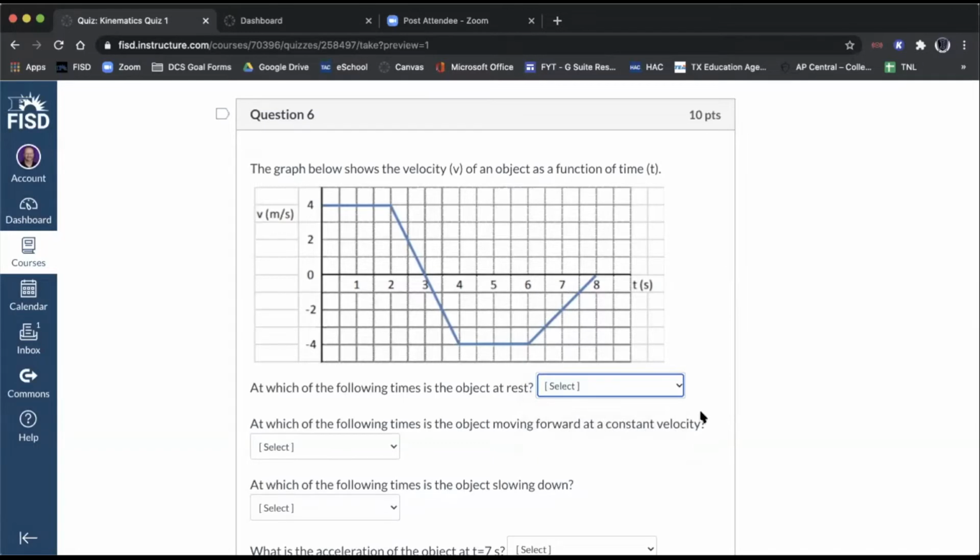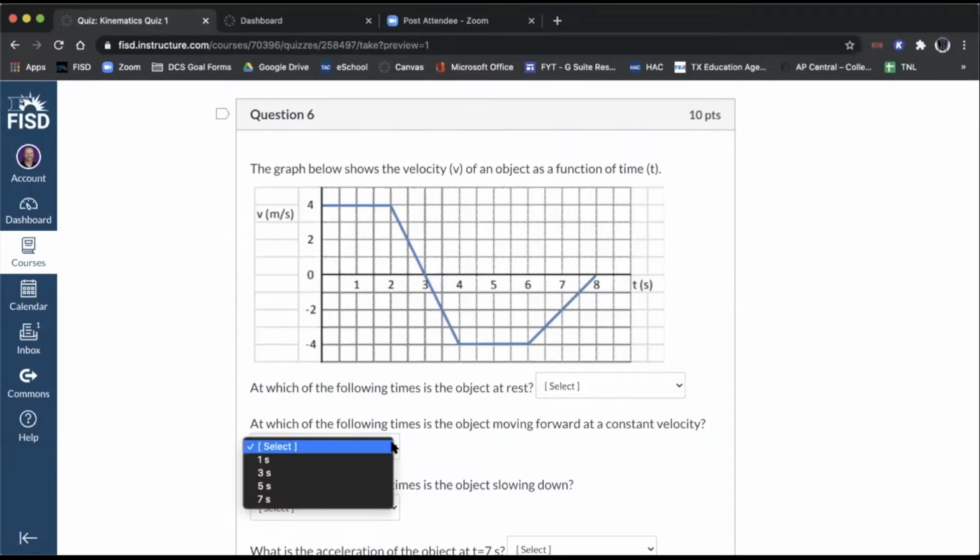So then number 2 in this area, at which of the following times is the object moving forward at a constant velocity? When is the object moving forward at a constant velocity? From when to when? Between 0 and 2 seconds. 0 to 2 seconds, right? Because we've got a constant velocity of 4 meters per second from 0 to 2. This is constant but negative, and then this is changing because it's changing the value on the horizontal axis. So if we look at the option choices, 1, 3, 5, and 7, only 1 second is between 0 and 2, so 1 second would have been our best solution.